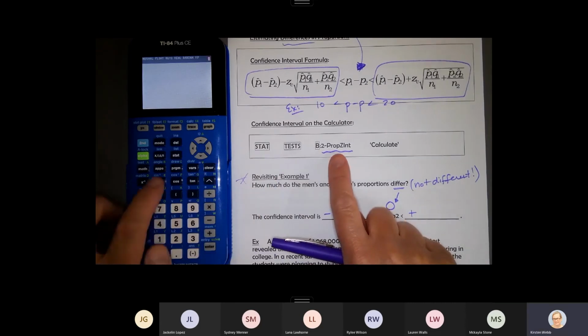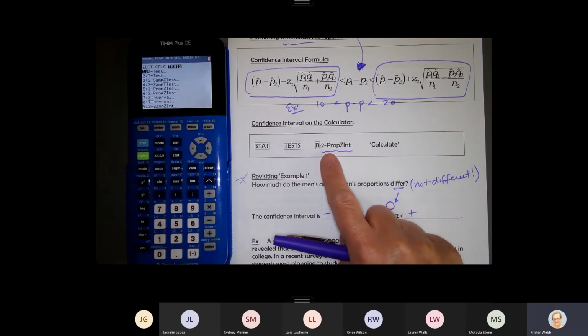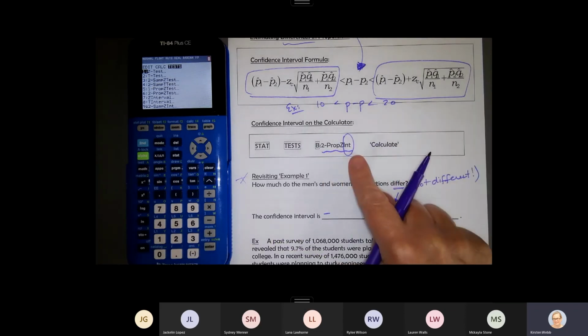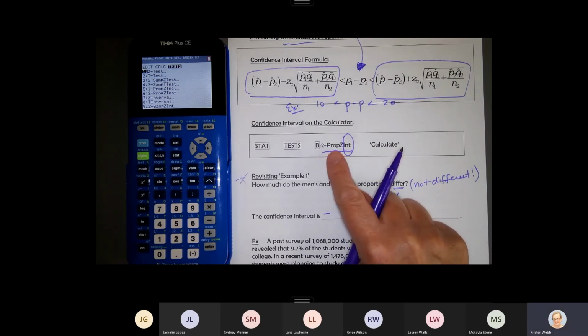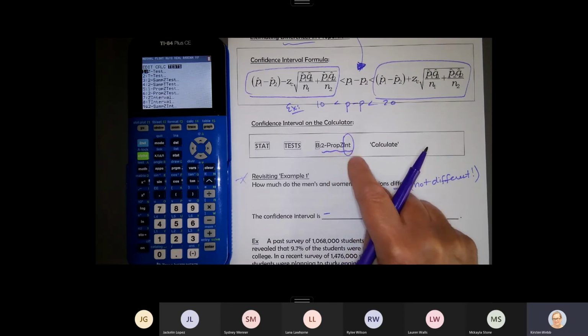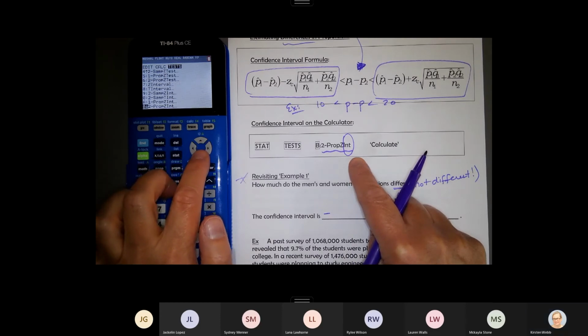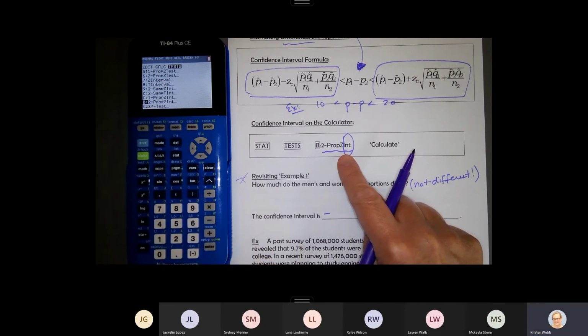So the command we're going to use, starting with stat, over to tests again. It looks a whole lot like the one we just did, but this one ends with int instead of test. We're still looking at two populations, comparing proportions using z, but this time a confidence interval instead of a hypothesis test. For me, it's on the second screen next to B in the list. So we can cruise on down there. Enter to select it.